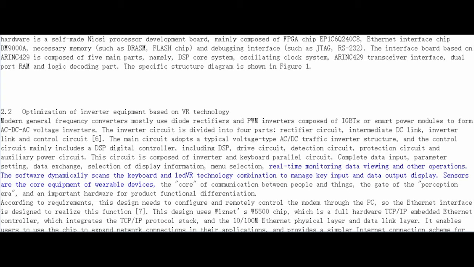Sensors are the core equipment of wearable devices. The core of communication between people and things. The gate of the perception era. And an important hardware for product functional differentiation.